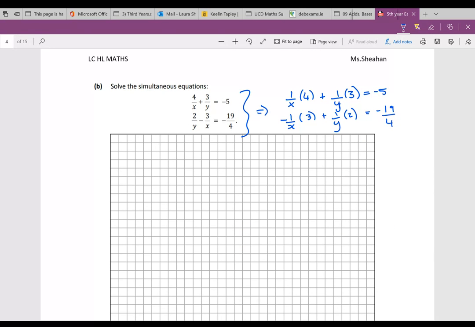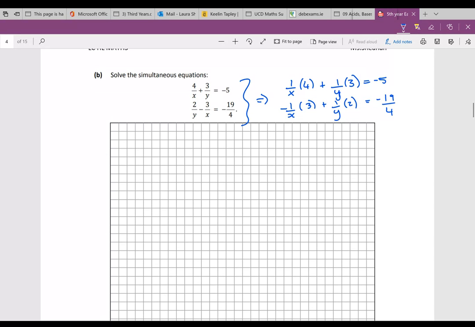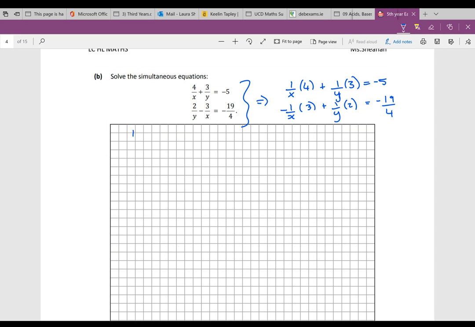Part B of this question was a simultaneous equation. There are a number of different ways that people went about doing this. I rewrote it, so I separated out the fraction. So it's 1 over x times 4 plus 1 over y times 3 is equal to -5. Rearranging the other one, putting the x in front: minus 1 over x times 3 plus 1 over y times 2. The easiest way I think in this case is to say let 1 over x equal a and let 1 over y equal b.